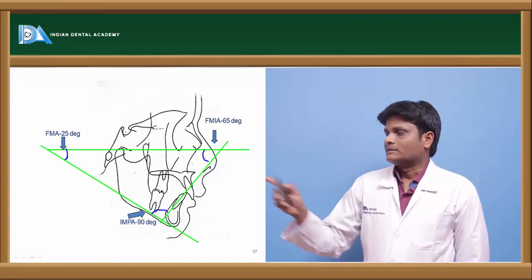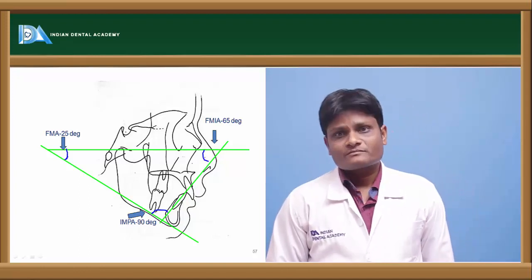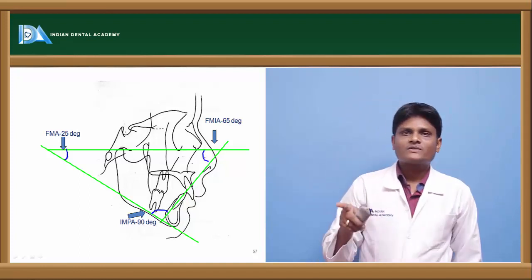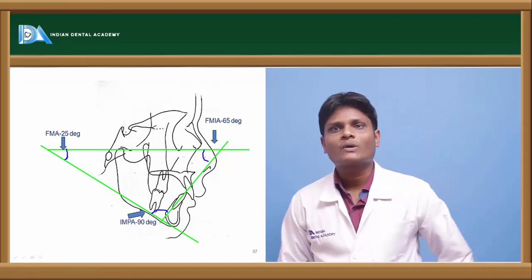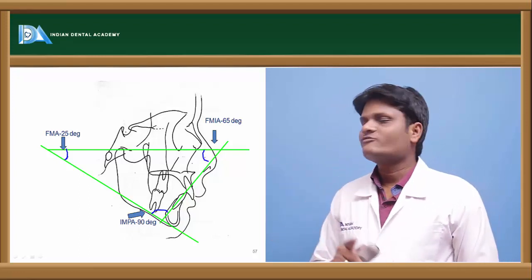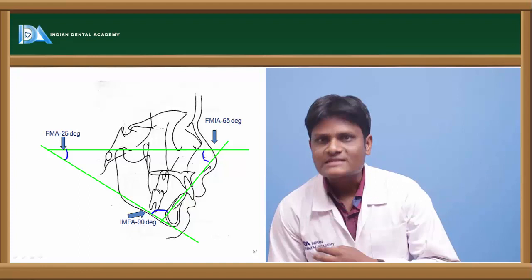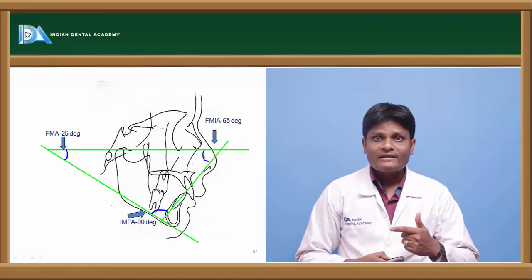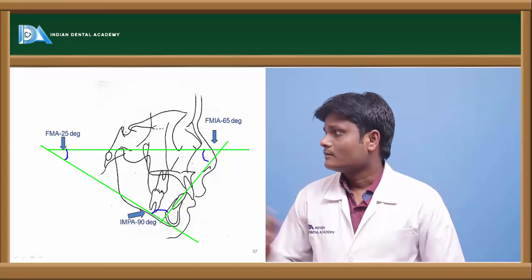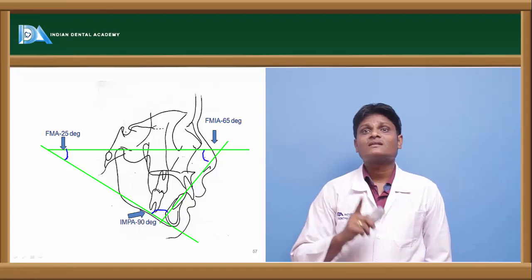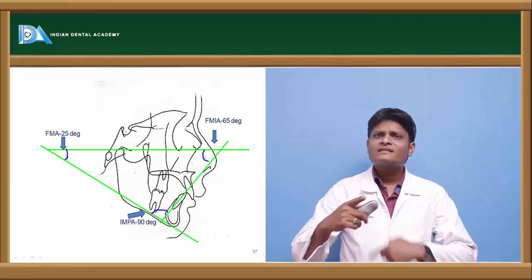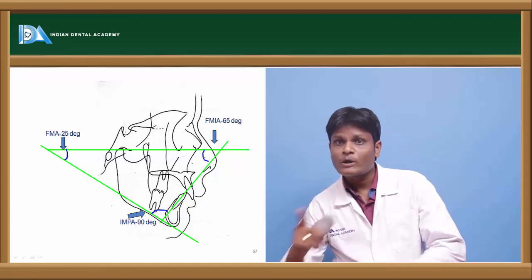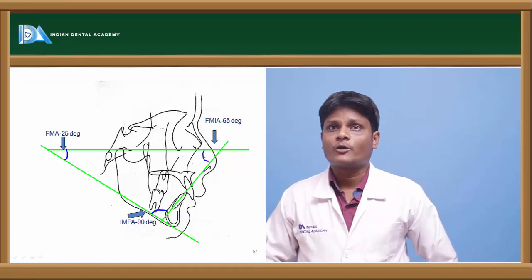Okay. The third parameter of Tweed's analysis is Frankfurt's mandibular incisor angle, or FMIA. This is the angle between Frankfurt's horizontal plane and the long axis of the lower incisor. The average angle is 65 degrees. If the angle is beyond 65 degrees, it indicates the lower incisors are retroclined, whereas if the angle is less than 65 degrees, it indicates the lower incisors are proclined. That means the variations in the angle and the outcome of the position of the incisor are quite opposite for IMPA and FMIA. You should note it down here.